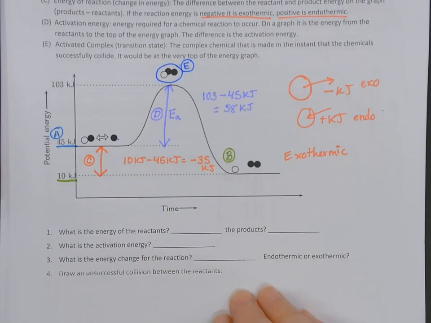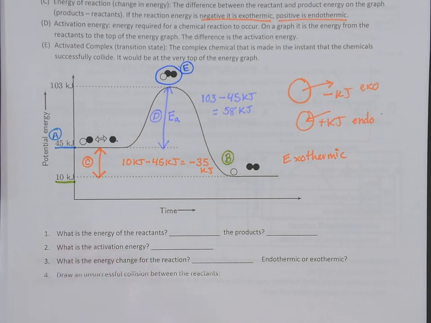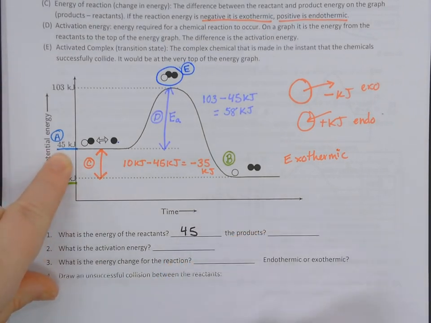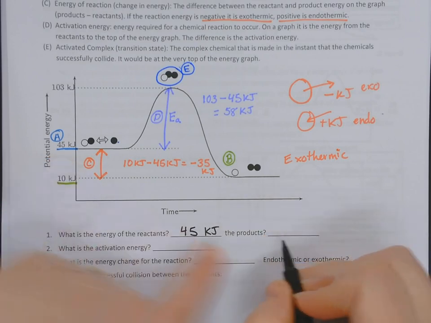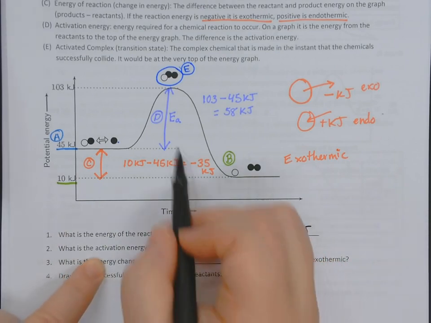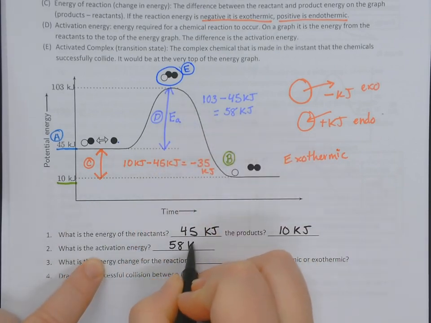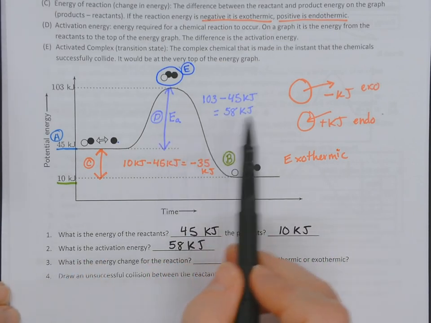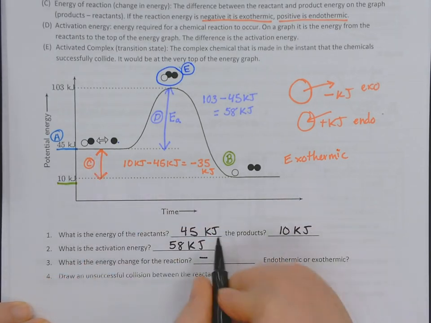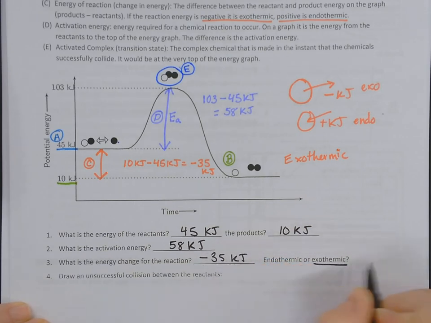So a lot of times we might be asked questions about a graph like this. So we'll just fill these in based on what we saw there. So what is the energy of the reactants? We found that already to be 45 kilojoules. And the energy of the products was 10 kilojoules. The activation energy was that difference, so 58 kilojoules. The activation energy also is always positive because we have to gain that energy to make our products. The energy change for the reaction, that change there was negative 35 kilojoules. Since it's negative, that tells us it's exothermic.